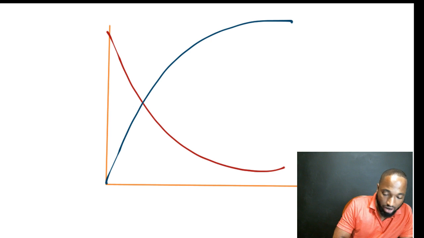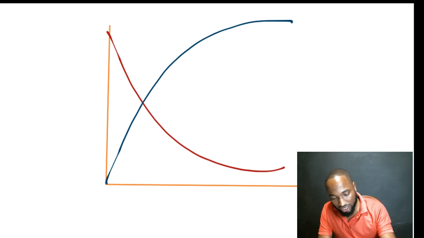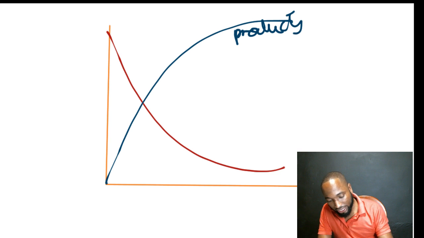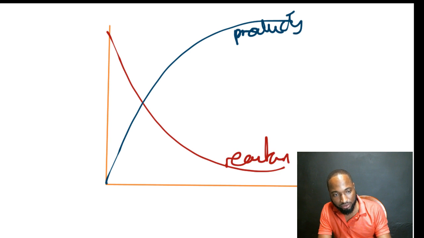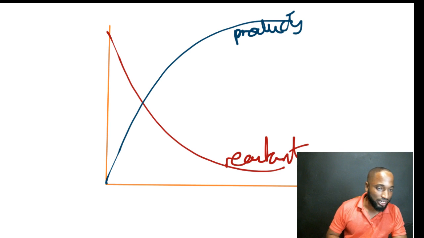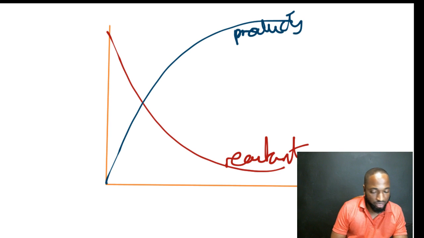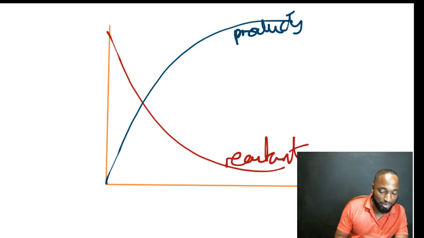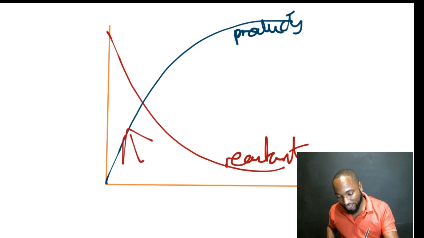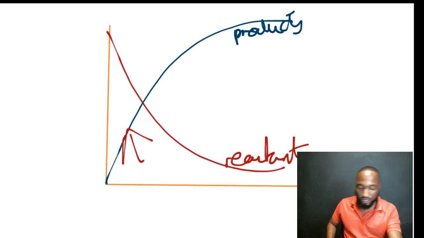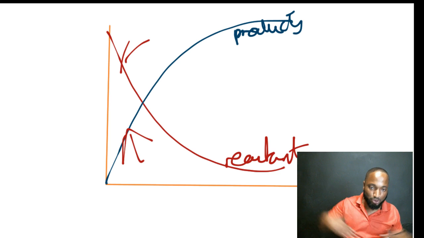Alright, so the rate curve. Here we have our products. Here we have our reactants. We're doing enthalpy next. You need to be able to describe what is going on here. At the beginning, the slope is high on both of them because they're being used up faster.